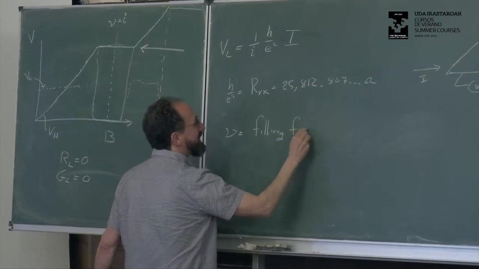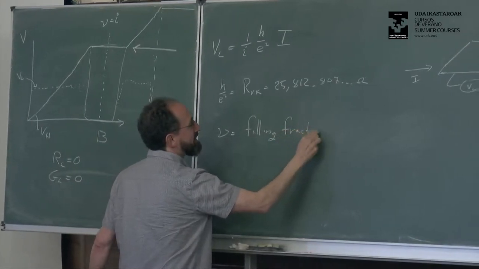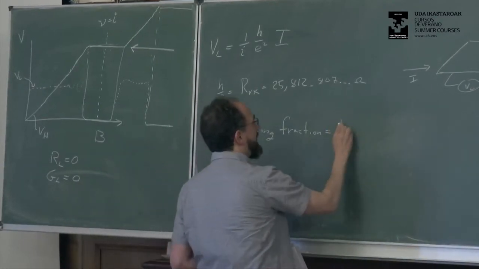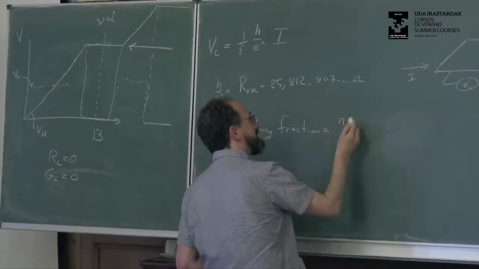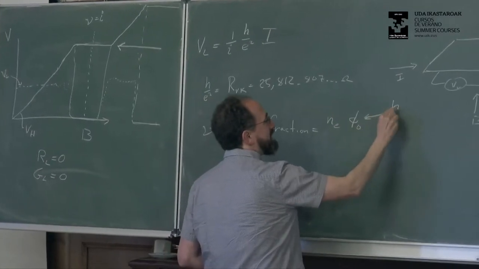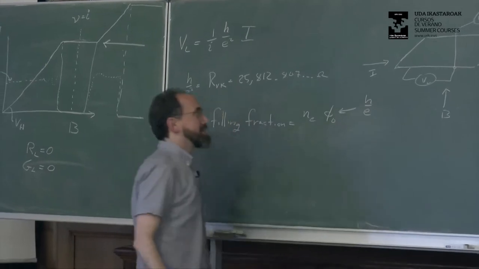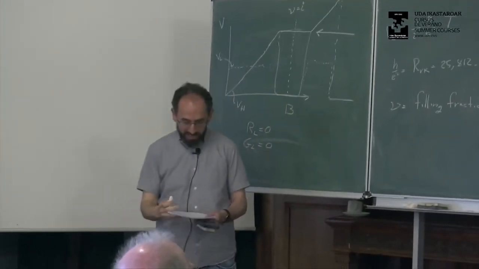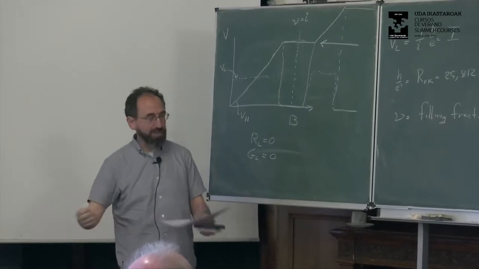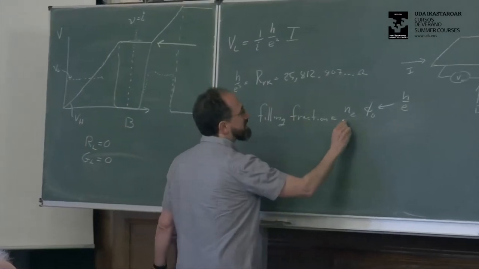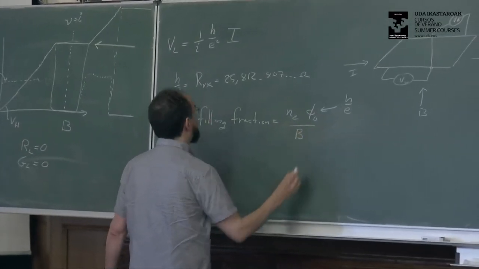Nu is known as the filling fraction or the filling factor, which is, well, we'll just define it this way now. It's the electron density times the flux quantum. The flux quantum is h over e. It's an exactly defined fundamental constant. It's 4 point something times 10 to the minus 15 Webers of magnetic flux divided by the magnetic field.